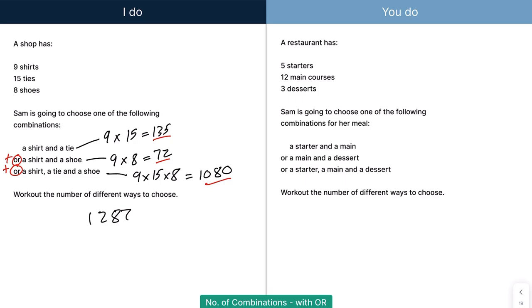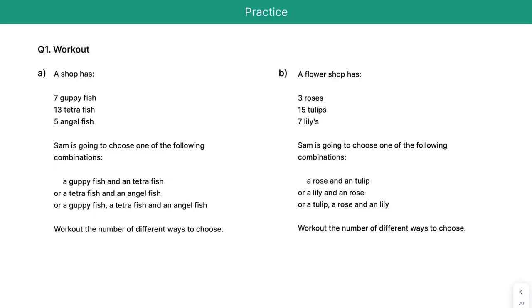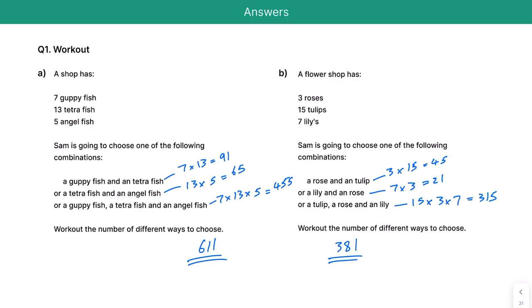So again, hopefully you pressed pause and had a go at the example on the right. So we have a starter and a main. We have a main and a dessert. And then we have a starter, a main, and a dessert. And now I'm just going to add all of that together. So that's going to be 60 plus 15 plus 180. 255 is the answer there. So again, press pause and have a go. Here are the answers, mark your work.